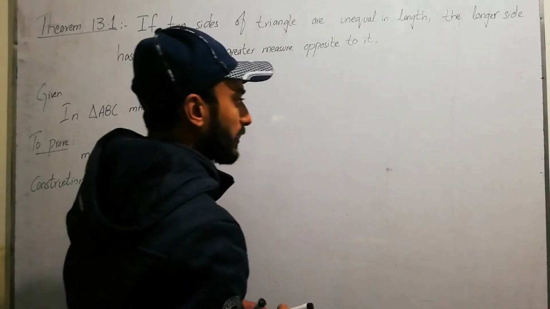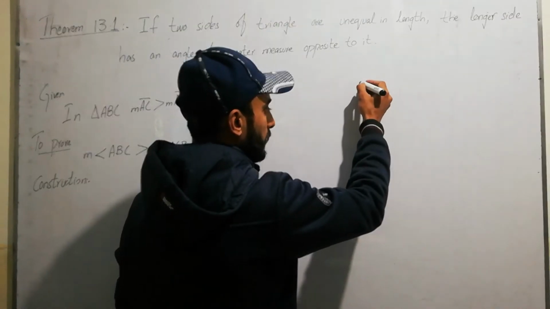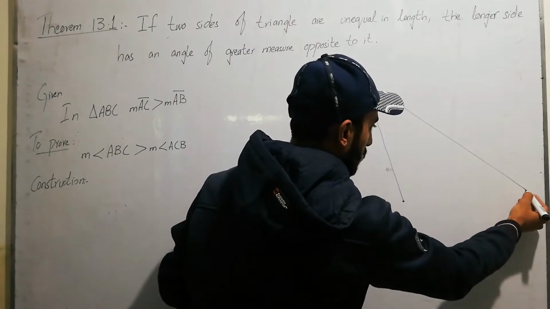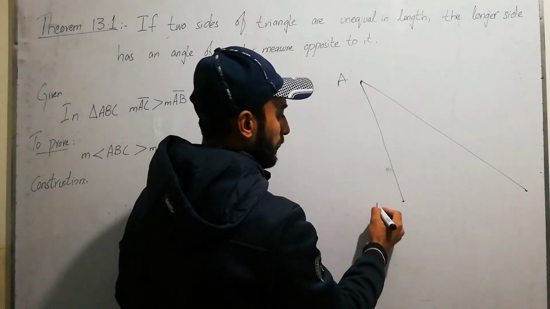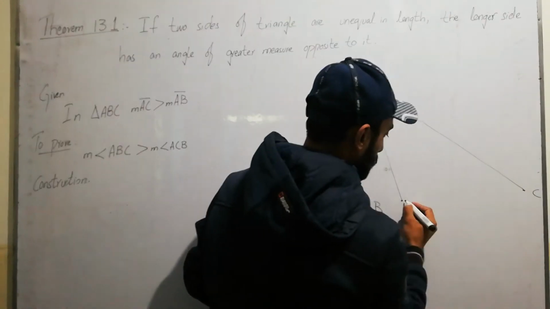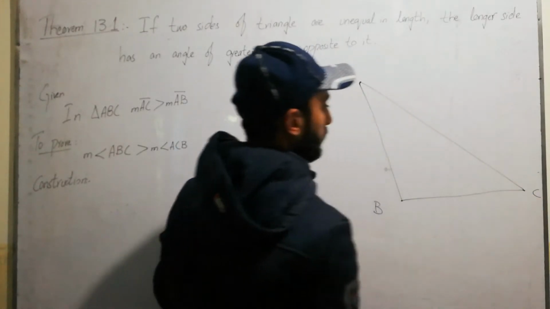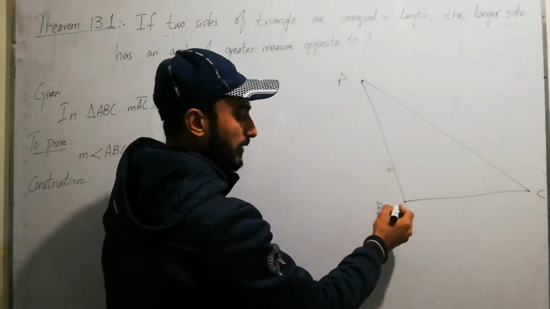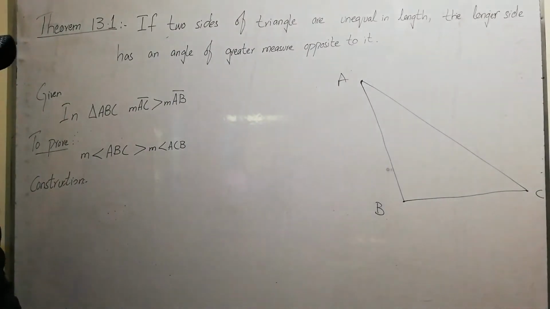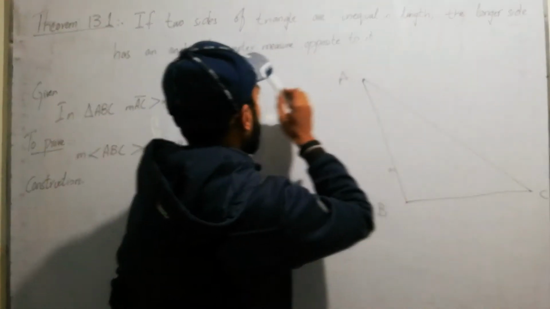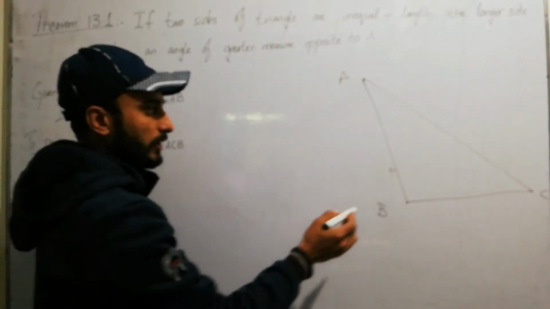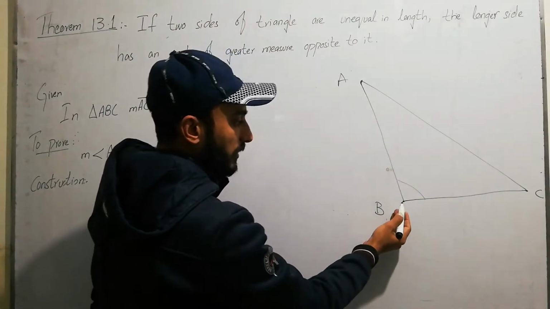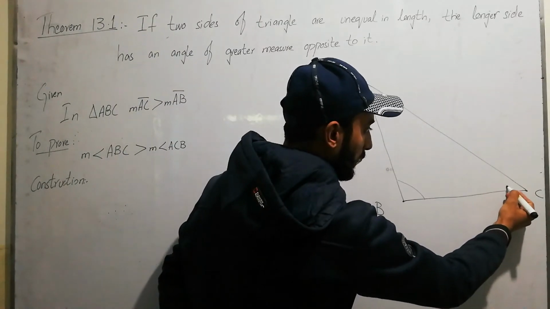If two sides of a triangle are unequal in length, for example, these are the two sides of a triangle: AB, here is AC. Mark these points A, B, C. Then join B with C. This is a complete triangle. These are the two unequal sides, AB and AC, and we have to prove that the longer side has an angle of greater measure opposite to it. The longer side, this AC, has a greater angle opposite to it. It means this angle B is greater than the angle C. This is what we have to prove.